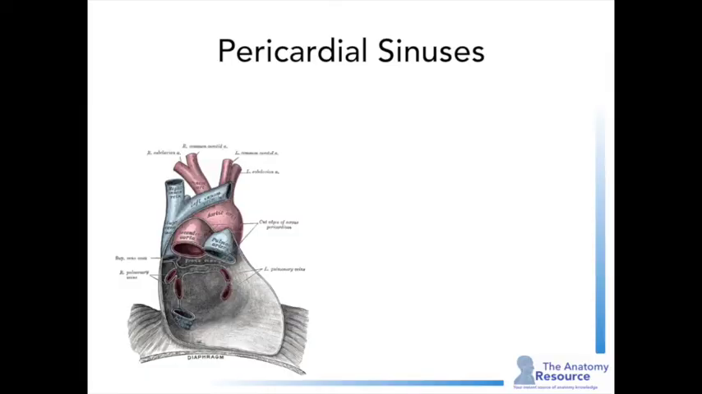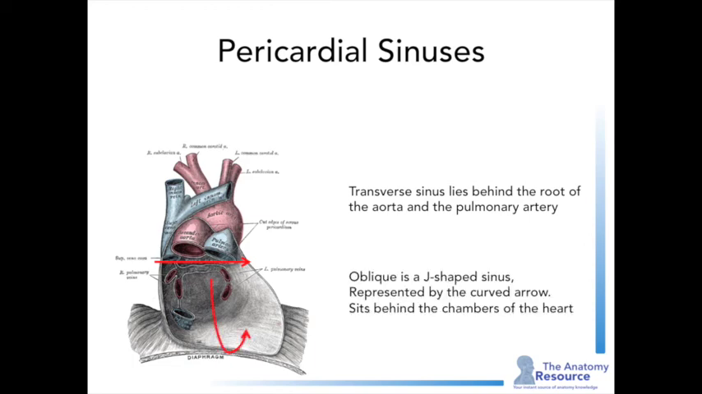There are separations between the visceral and parietal pericardium, which are known as the pericardial sinuses. The transverse sinus is one that you hear of, and this sits as a space where you could literally run your finger in front of the superior vena cava and behind the aorta and pulmonary artery, and that's known as the transverse sinus.